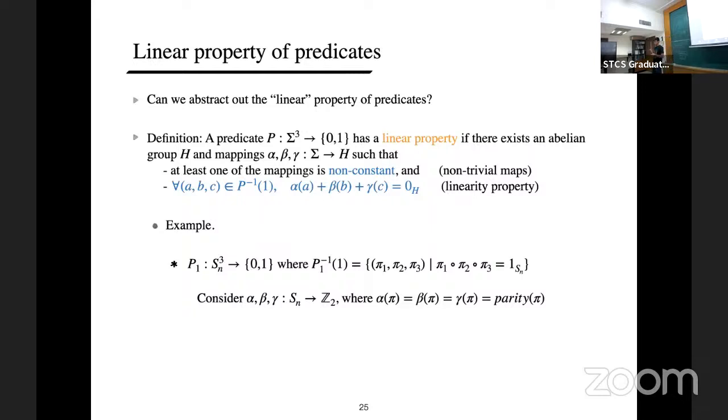So this definition is tailored to this idea: once you have this, it should somehow help you in getting some good assignment, because you could solve the system of linear equations over the group H. Instead of sampling a random element from sigma, this lets you go to a smaller space and maybe sample from there.